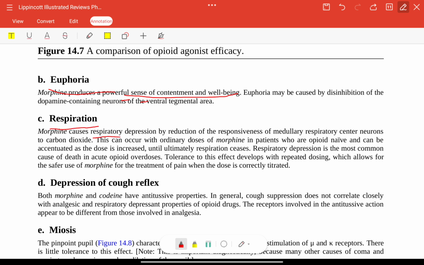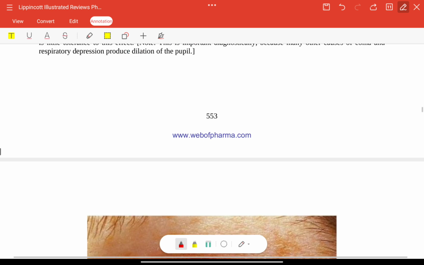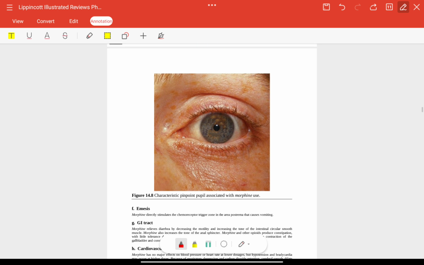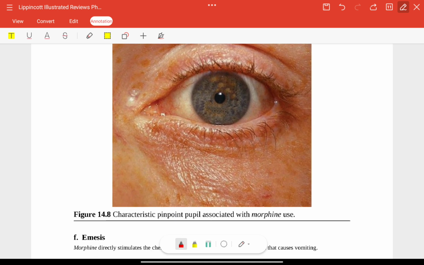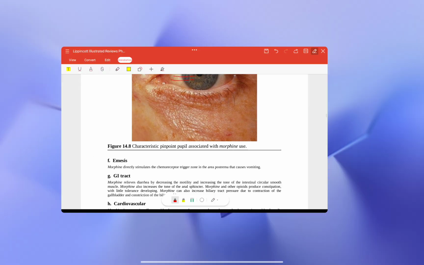Respiration: it causes respiratory depression by reduction of the responsiveness of the medullary respiratory center neurons to carbon dioxide. Now, depression of cough reflex: morphine and codeine are both antitussive. Miosis: this is a characteristic feature of morphine, and often you can see it in toxicity. This is miosis, constriction, pinpoint pupil.